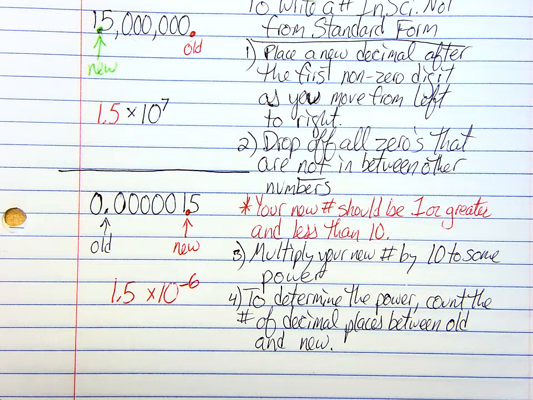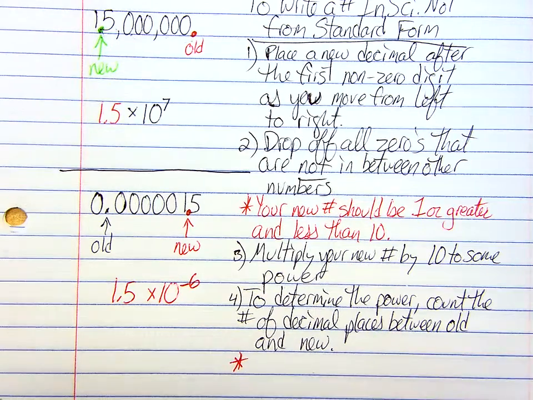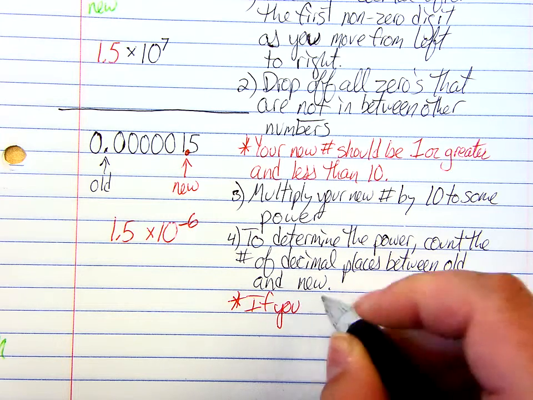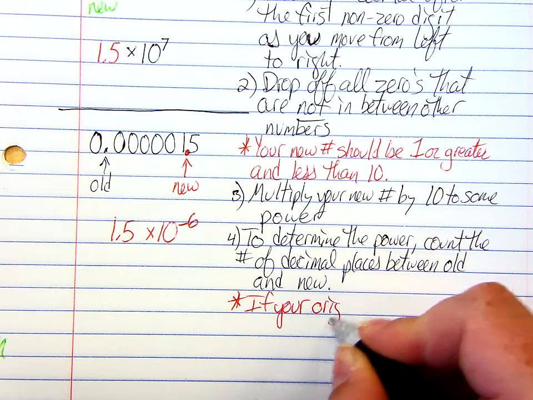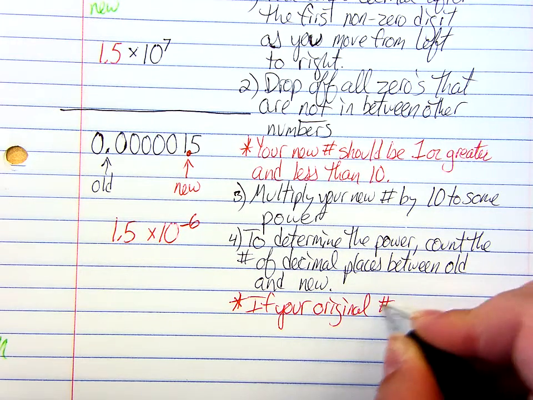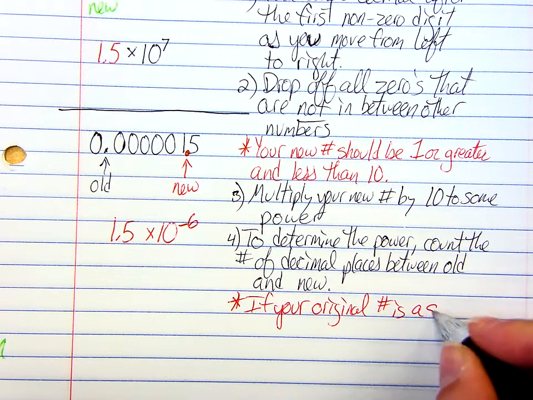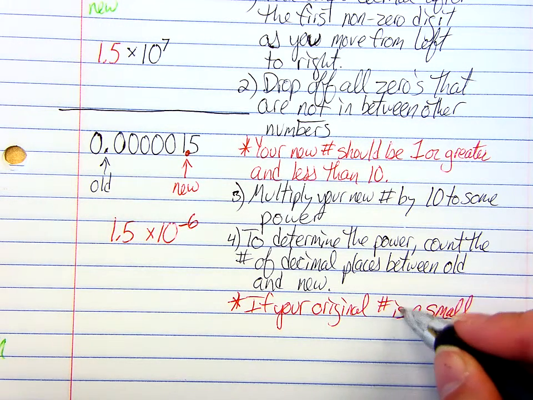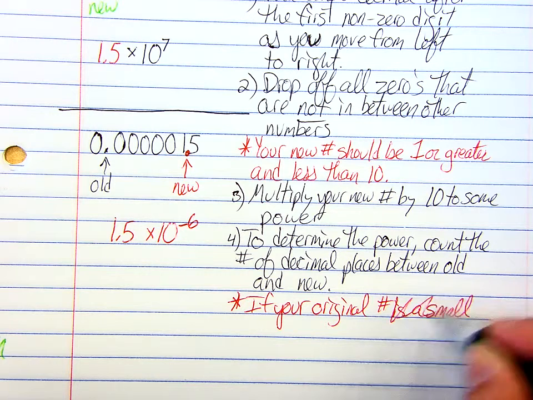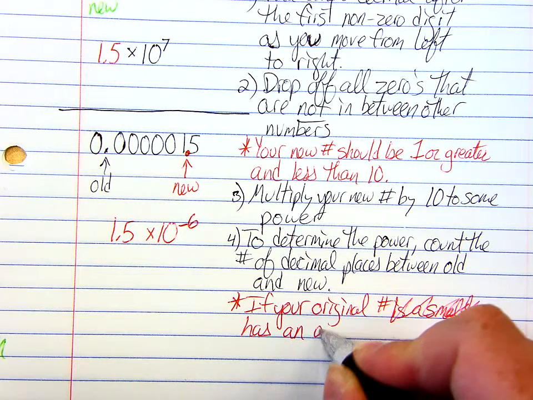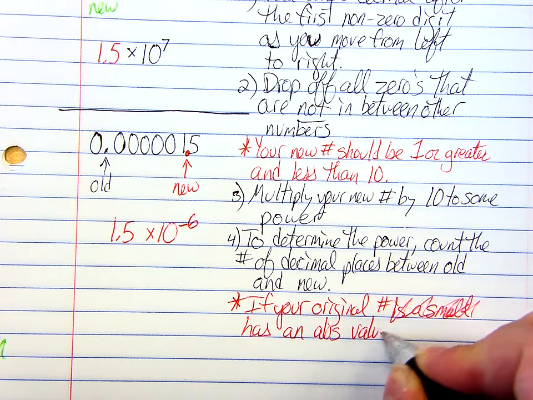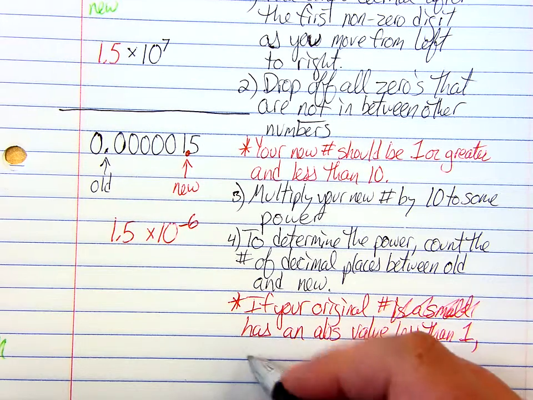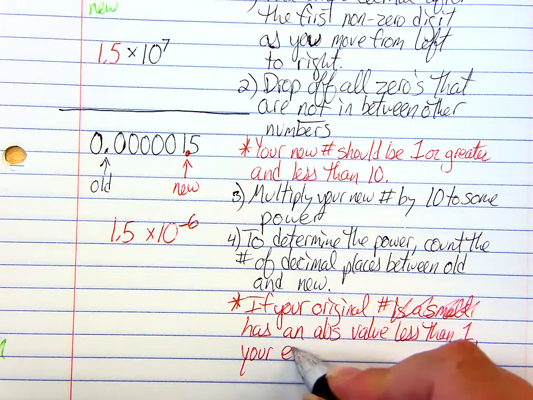So let's add this as a little star here after step 4. If your original number is a small, I'm going to be very specific. If your original number has an absolute value less than 1, your exponent will be negative.